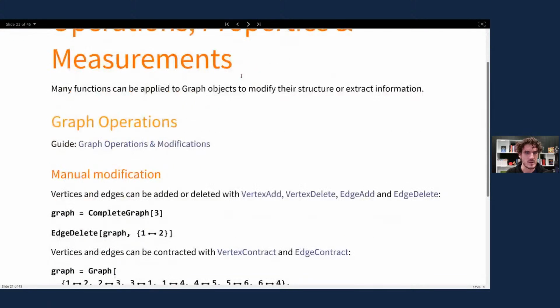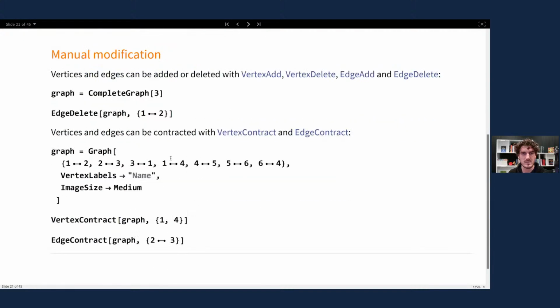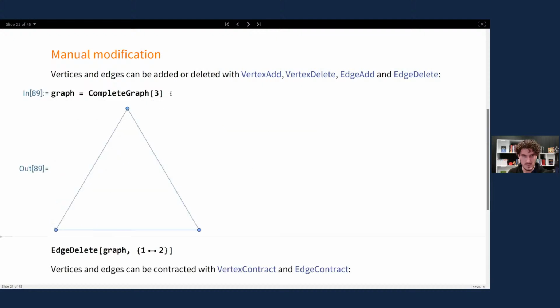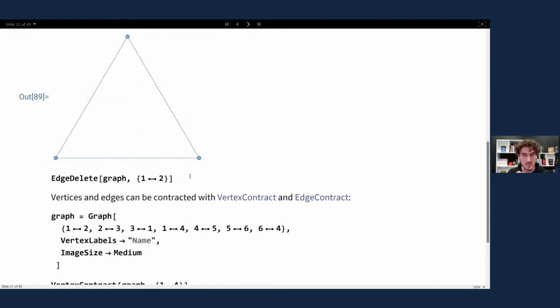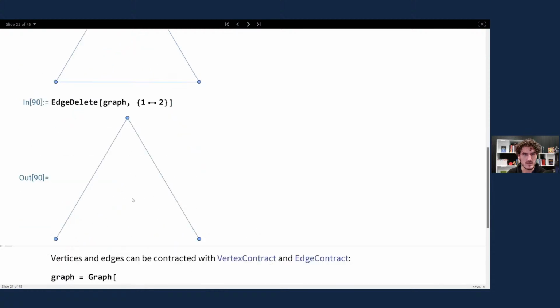Okay, so we've seen 3D graphs. We can also add and delete vertices and edges. Built-in functions: edge delete, edge add, etc. Very basic, but let's just say we want to delete the edge between 1 and 2. Nah, it's gone.